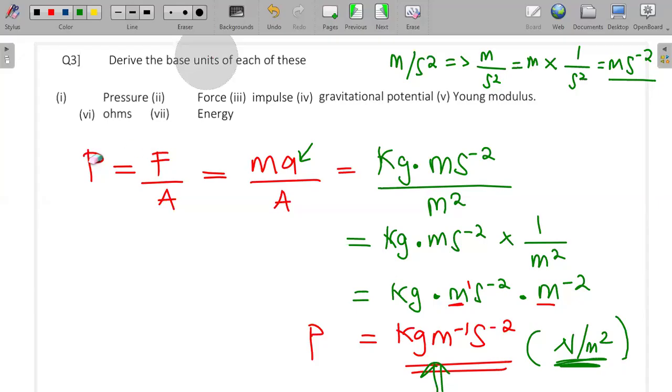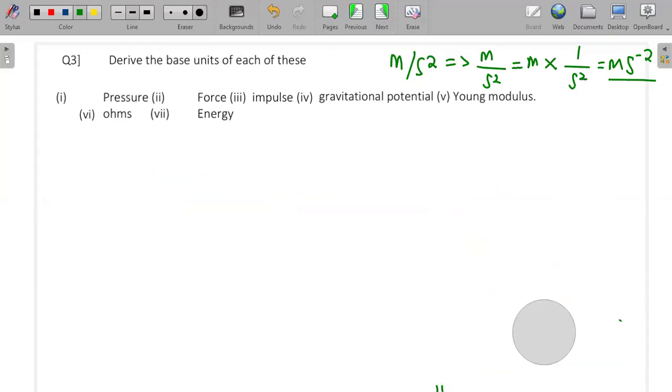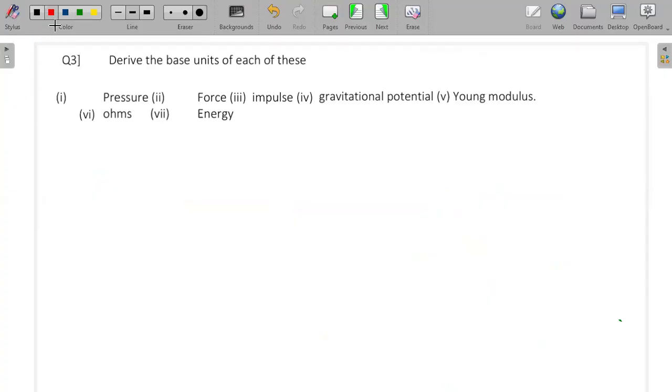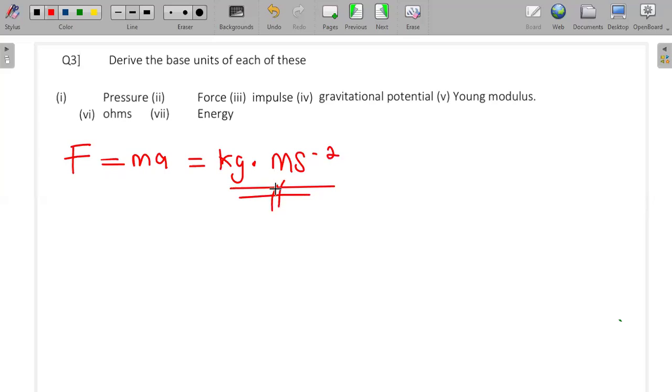Let's derive the ones for the force. Okay, so we'll be using the same principles. So force, I've already derived it, right? As we were deriving for the pressure. So force is equal to ma. So the units for mass, kg, multiplied by the acceleration, we saw how we derived it. That's simply m s to the power minus 2. So these units here are the units for what? For force.